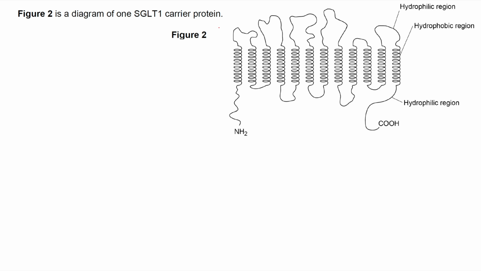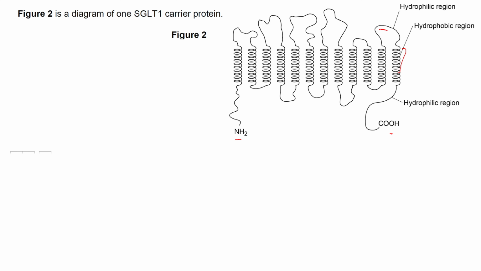Figure 2 is a diagram of one SGLT1 carrier protein, and that's figure 2. So as you can see, it's quite a big protein. It's got an amino group on this side, and it's got a carboxylic group on this side, while this region is a hydrophilic region, and this is the hydrophobic region. Okay, so now what is the question?